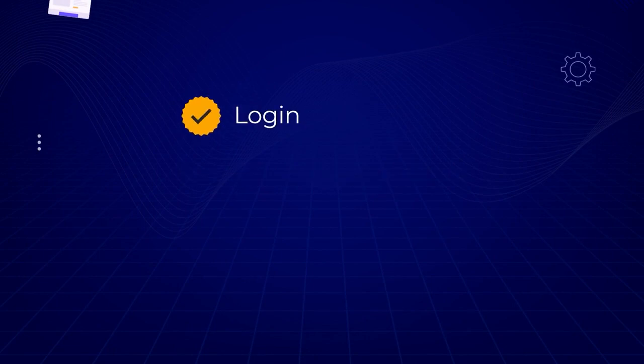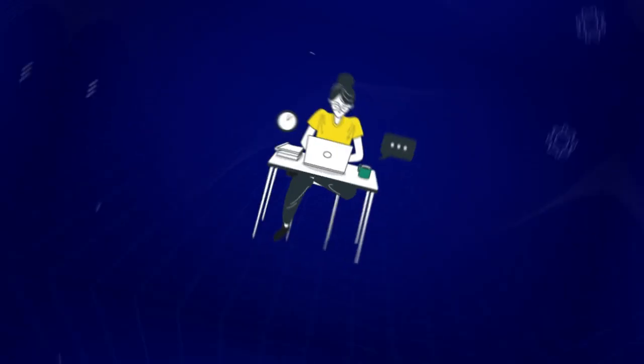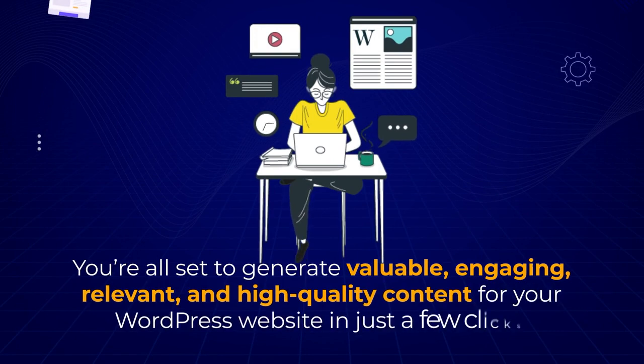Number 1, log in. Number 2, set automation. Number 3, profit. And that's it. You're all set to generate valuable, engaging, relevant, and high-quality content for your WordPress website in just a few clicks.